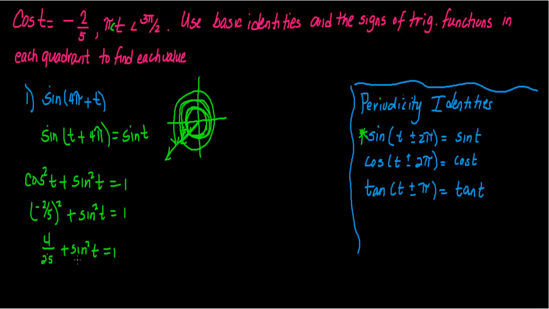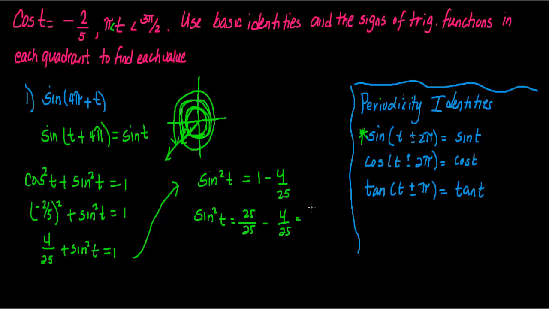Now I'm going to subtract 4 over 25 on both sides. I'm going to continue here, and I have that the sine squared of t is equal to 1 minus 4 over 25. I look for common denominators, and this is 25 over 25, that's 1, minus 4 over 25, which is going to equal 21 over 25. Now the sine squared of t is equal to 21 over 25. I have to square root this, and when I take the square root, this becomes plus minus.